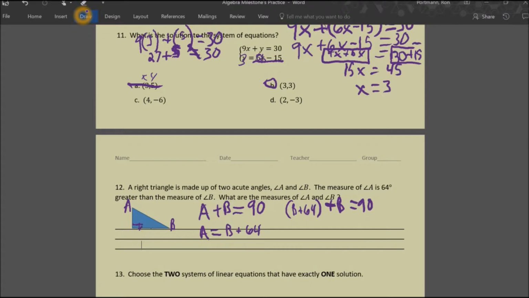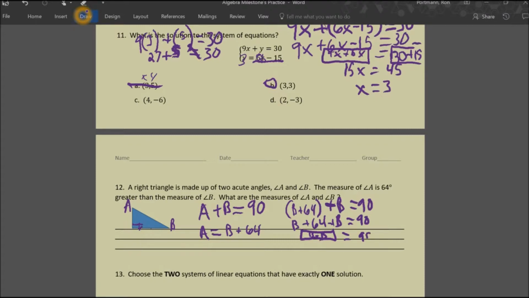B plus 64 plus b. So we could just drop the parentheses now. It's just b plus 64 plus b is equal to 90. You do your integer room, your variable room here. You get b plus b. Those are b's. And then 90 minus 64. Let me do the boxes last.